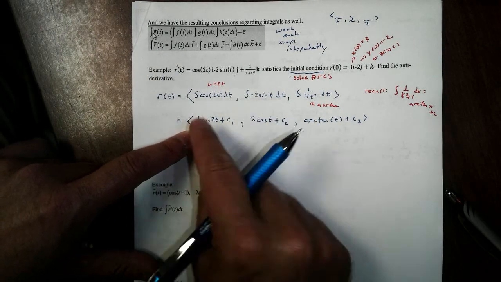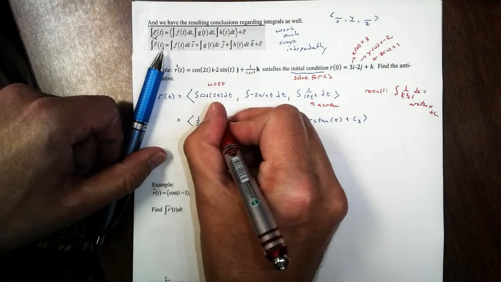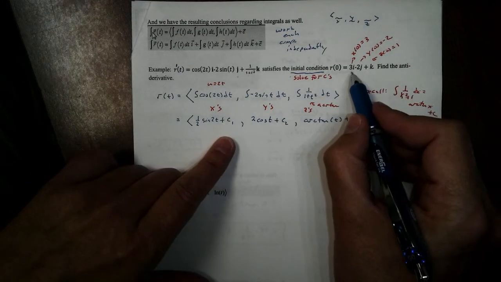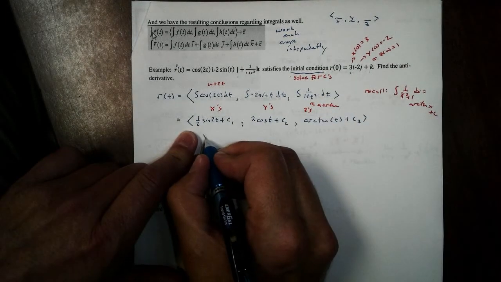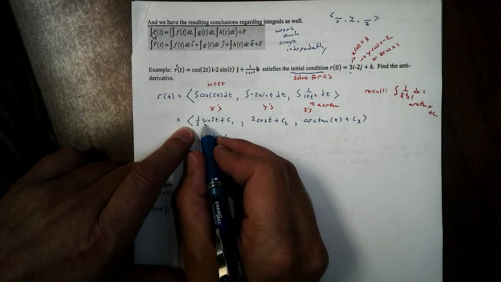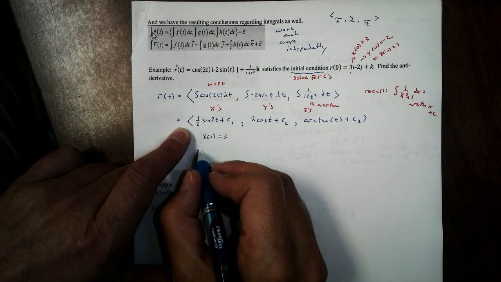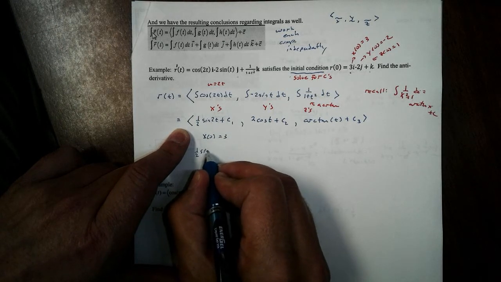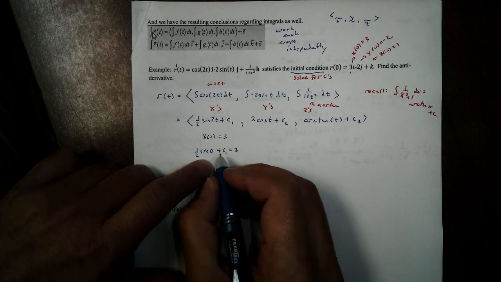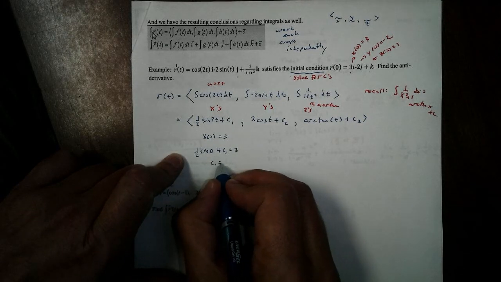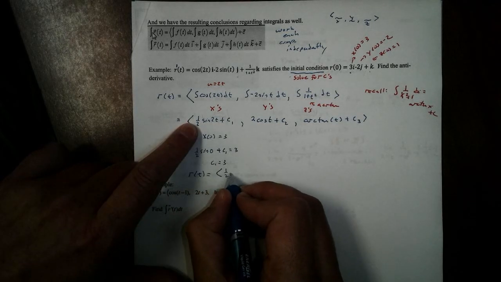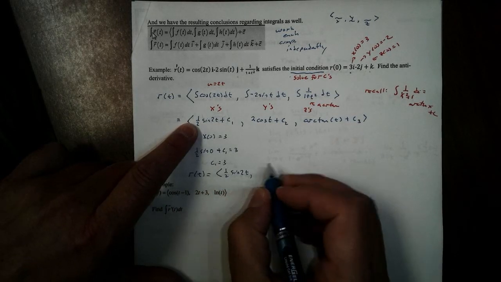So for the first one, this is my x component. These are my x's, these are my y's, and these are my z's. So I can use my initial condition to solve them. So we are given that x of 0, remember, is 3. So I can set the whole equation to 3. So we would get 1/2 sine 0 plus c1 equals 3. Well, that's easy. Sine of 0 is 0, so c1 is 3. So r of t, my first component, would just be 1/2 sine 2t.